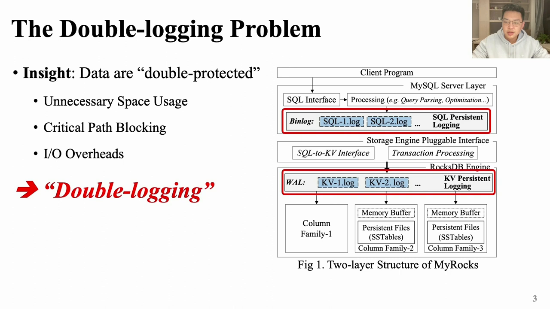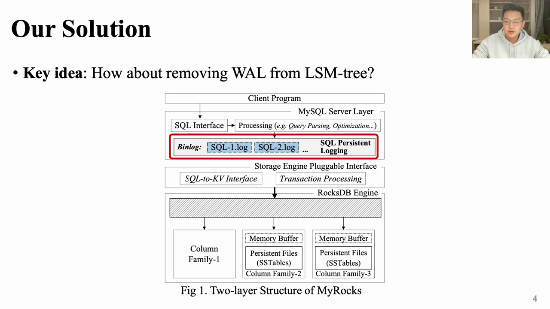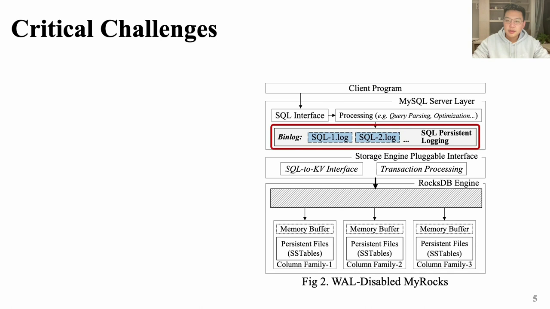To address the double logging problem, our key idea is to completely remove the WAL from the LSM-tree-based storage engine and solely rely on the bin log for data recovery, because the bin log contains the complete transaction information. Based on that, we can safely recover all necessary data upon system failures. Basically, our main idea is to remove the WAL while still retaining data reliability upon failures. However, it is non-trivial to achieve. We must address three critical challenges.